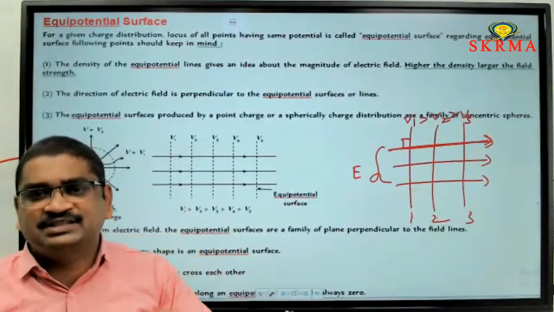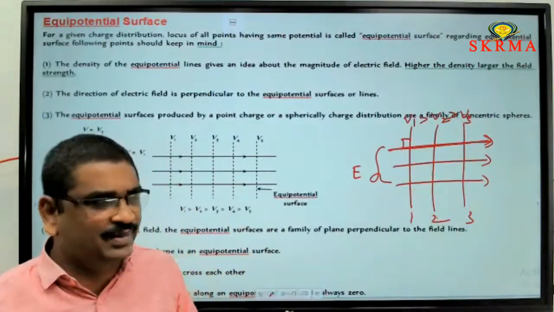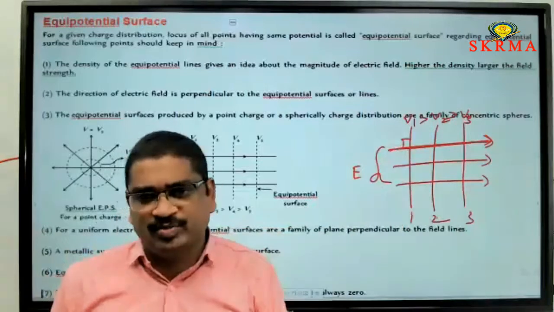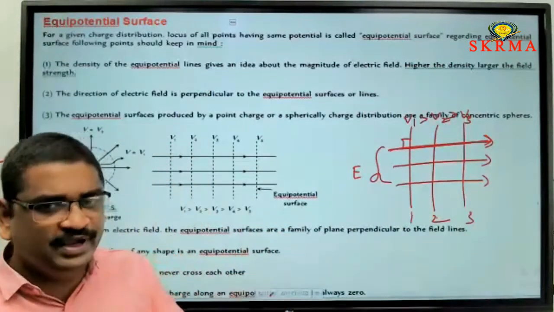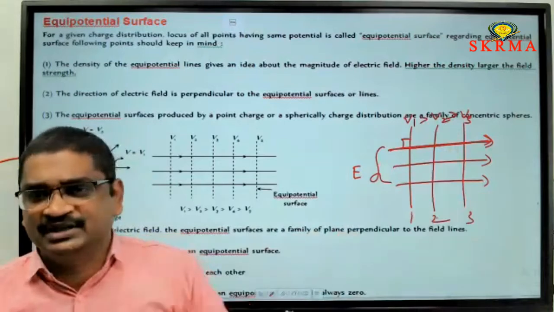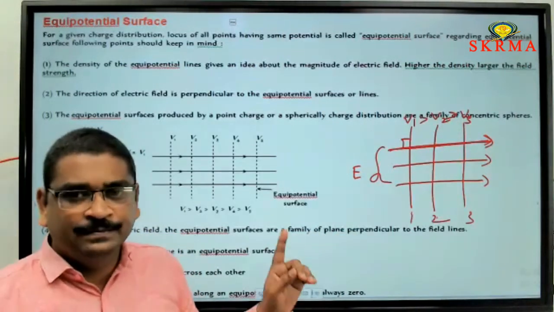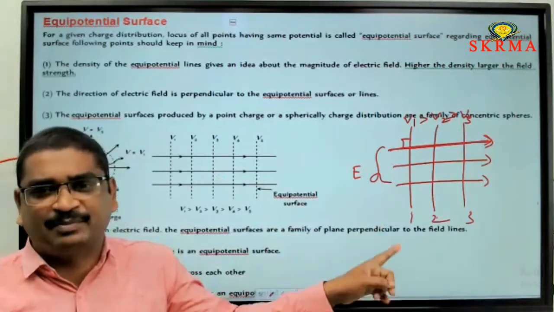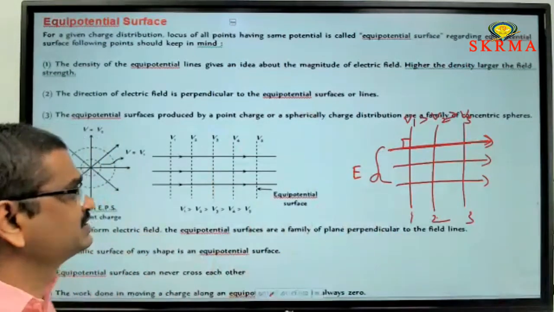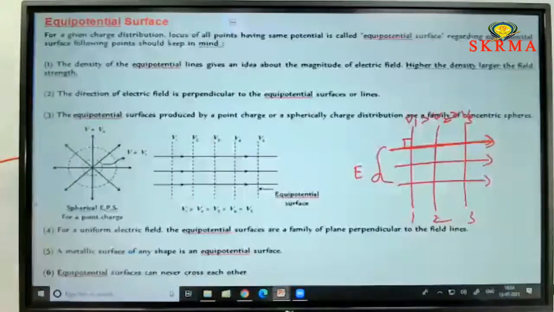Now, what about the direction of the electric field? The direction of the electric field is from higher potential to lower potential surface. And one more important point, the direction of the electric field is perpendicular to the equipotential surface. That is the second point. Next, let's go through the third one.